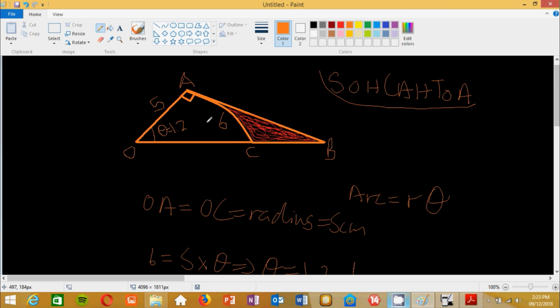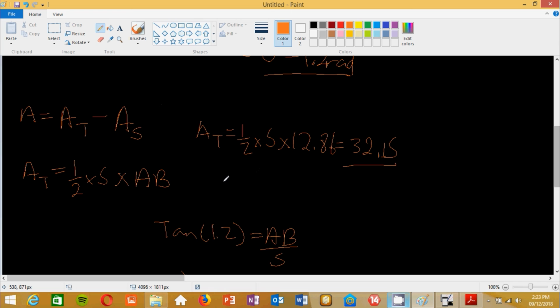Now what about the area of my sector? Well, the area of the sector is equal to half r squared theta. r is 5, theta is 1.2. So the area of my sector is equal to a half multiplied by 5 squared multiplied by 1.2, which is equal to 15.